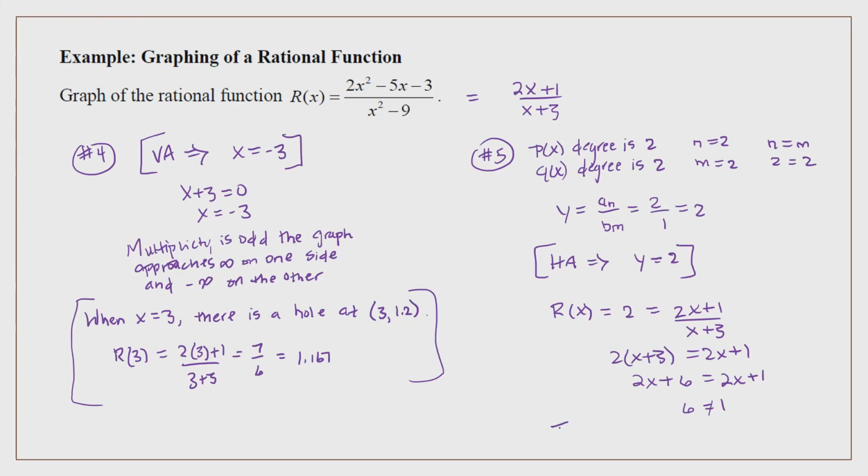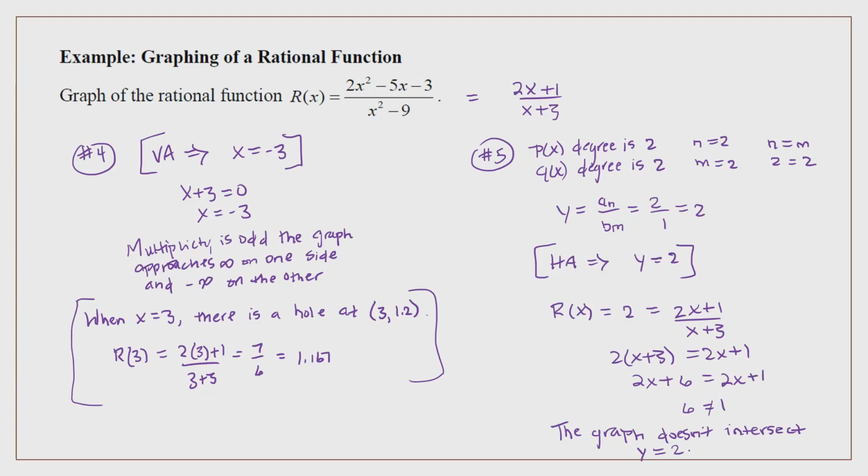Okay, so let's write that down. The graph doesn't intersect y equals 2. Okay. All right, so now we found all of our vertical asymptotes.